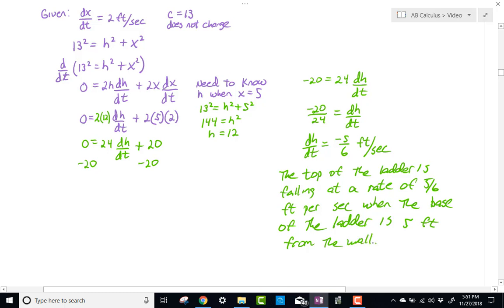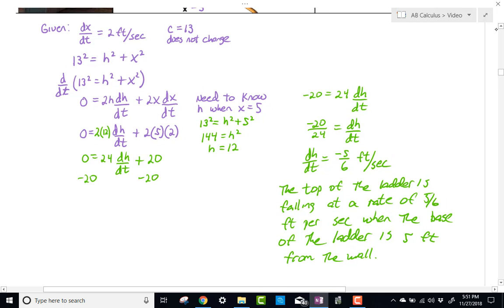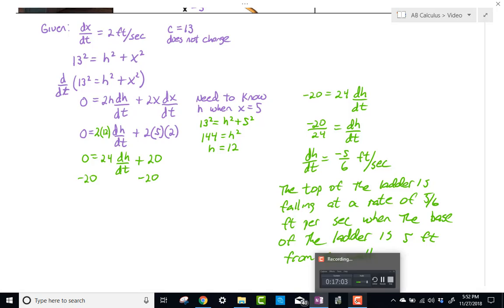Now, as you saw in the video, in the applet, as the base got further away, the top of the ladder fell faster. And I showed you some of those rates in the applet. So at this point, my ladder's falling fairly fast, and as the base of the ladder goes further to the right, my ladder will fall even faster until it hits the ground.